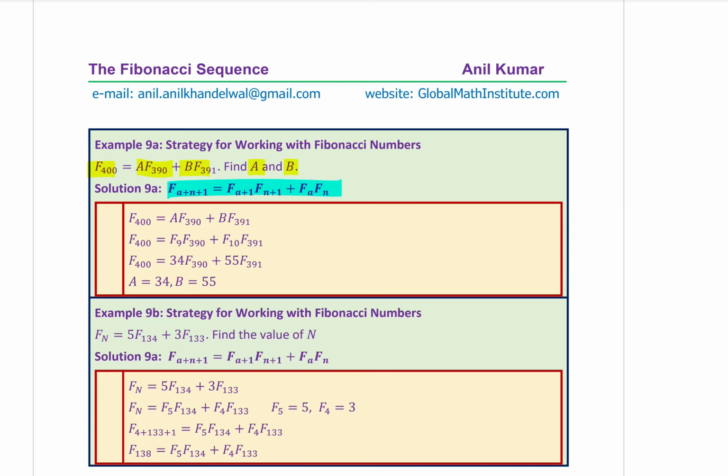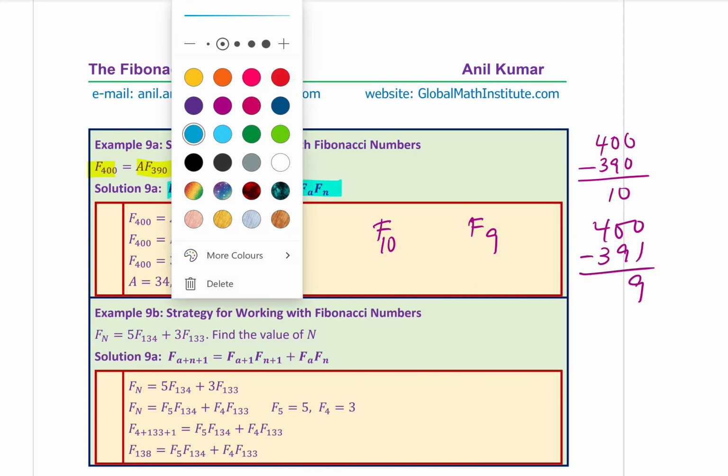So the strategy here is what we could do: 400 take away 390, and that gives you 10. We could also do 400 take away the other term, which is 391, and that is 9. So definitely the coefficients are F10 and F9. Do you see that? Those are the coefficients. Bigger number goes with the bigger. So the bigger number is F391. So that goes with the bigger number F391.